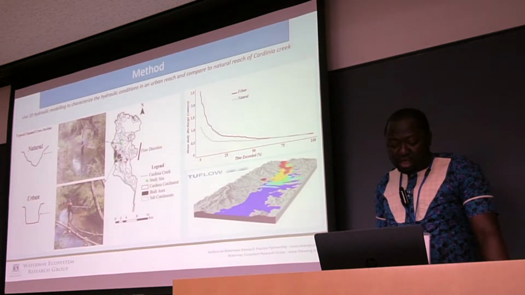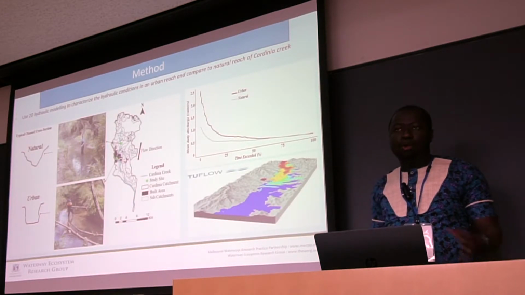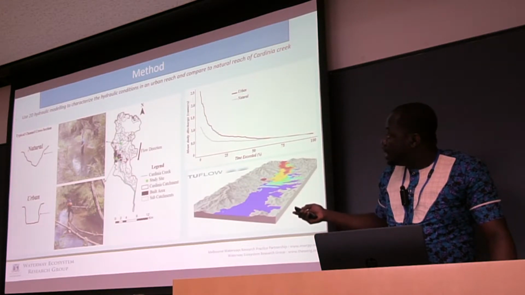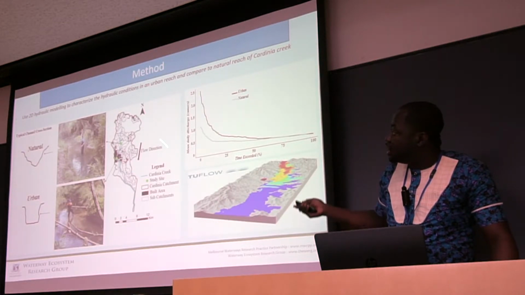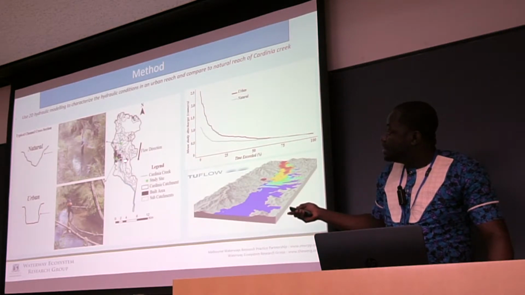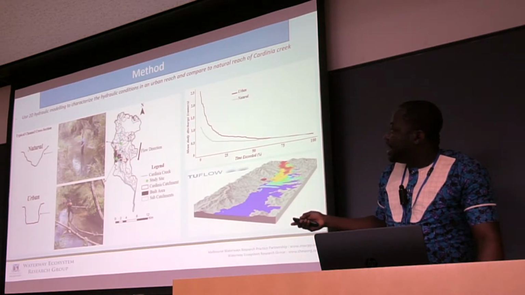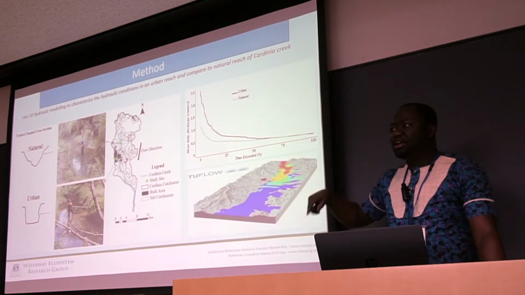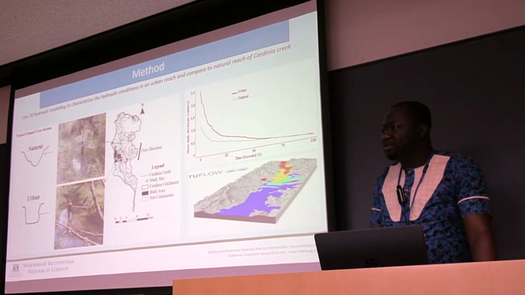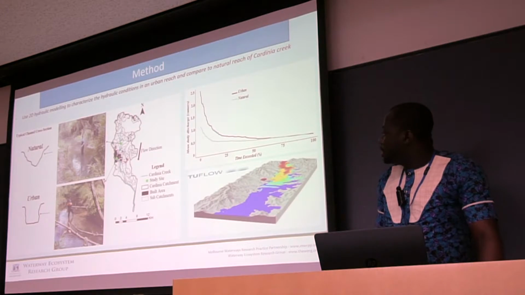With this, I use 2D hydraulic modeling to help characterize the hydraulic conditions in an urban reach and compare it to a natural reach within the same catchment. I selected two study reaches, both within the Cardinia catchment. One is upstream of the catchment, within a forested region, and the urban site is within the built area. I surveyed the reaches to get the topographic features for the 2D modeling, and also measured the stream flow.